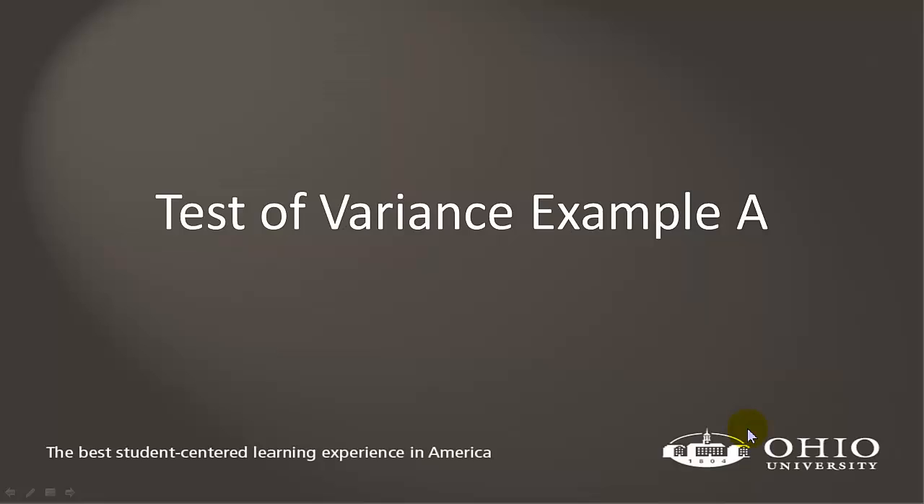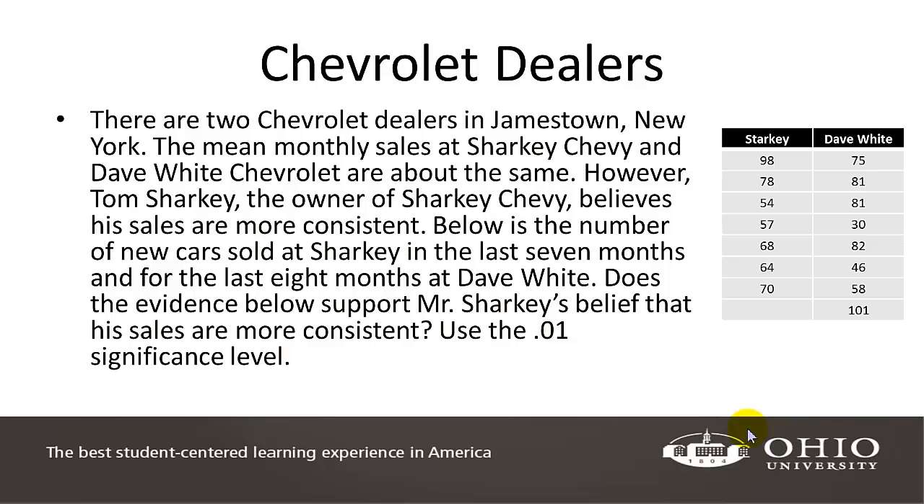In this video, I want to go through an example of testing the variation amongst two samples. Let's go ahead and take a look at an example. There are two Chevrolet dealers in Jamestown, New York. The mean monthly sales at Sharkey Chevy and David White Chevrolet are about the same. However, Tom Sharkey, the owner of Sharkey Chevy, believes his sales are more consistent.